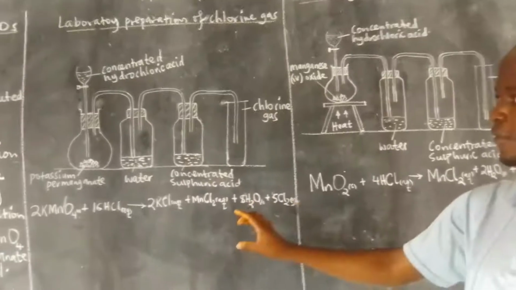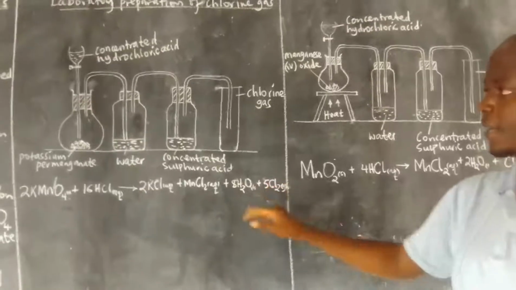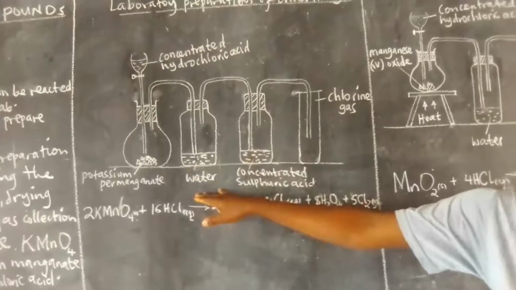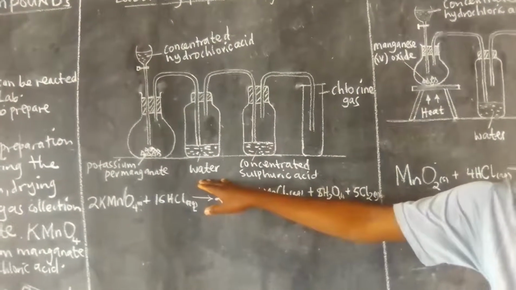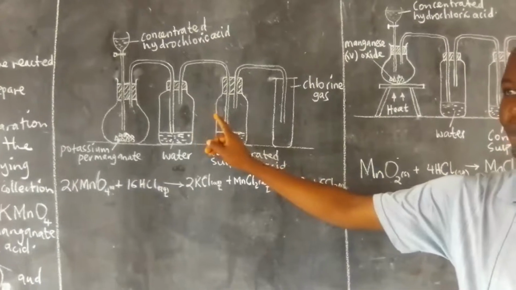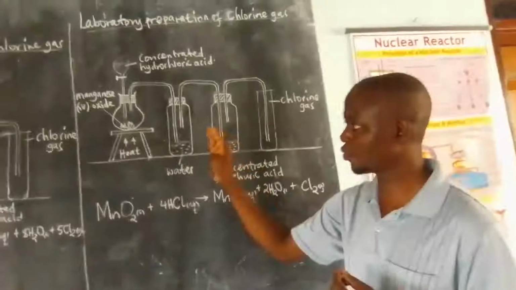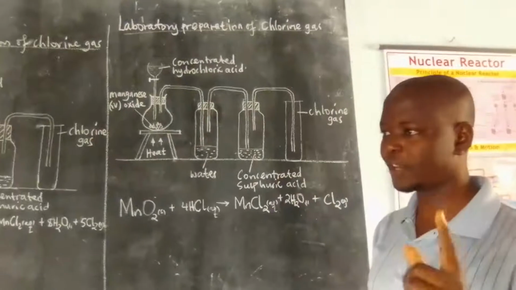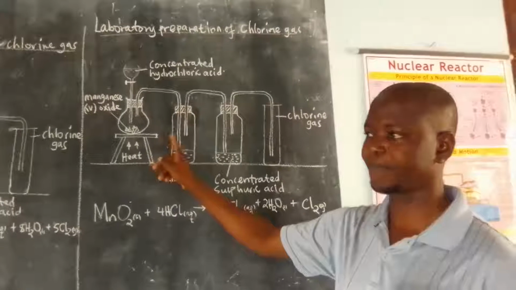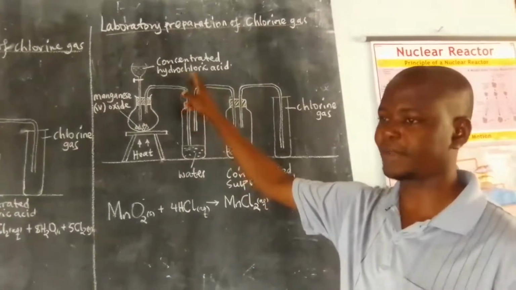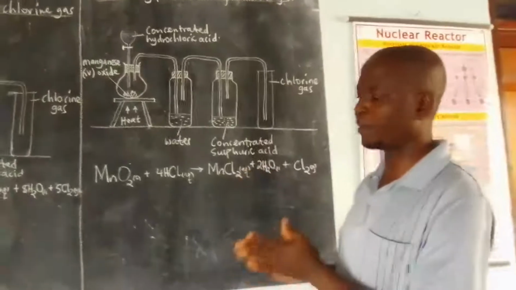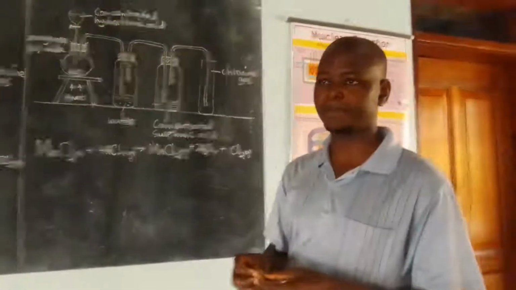The conditions for the reaction are that in the first preparation, where we are using potassium permanganate, the reaction occurs at room temperature. That's condition 1. Condition number 2, hydrochloric acid must be concentrated. In preparation number 2, where we are using manganese oxide, condition number 1, heating of the mixture is required. And condition number 2, hydrochloric acid must be concentrated. Basically, these are the two methods by which we prepare chlorine in the laboratory.